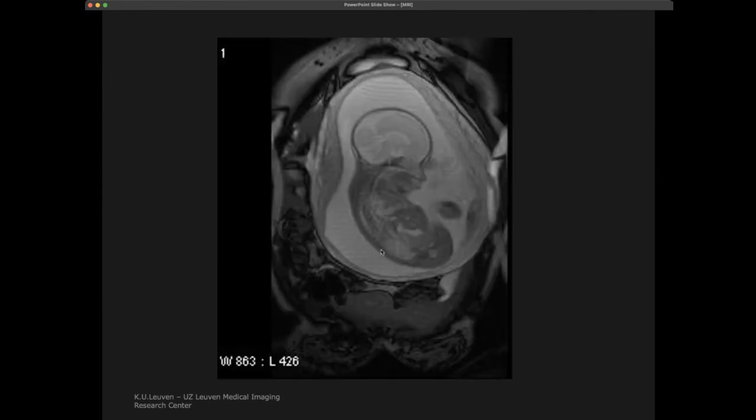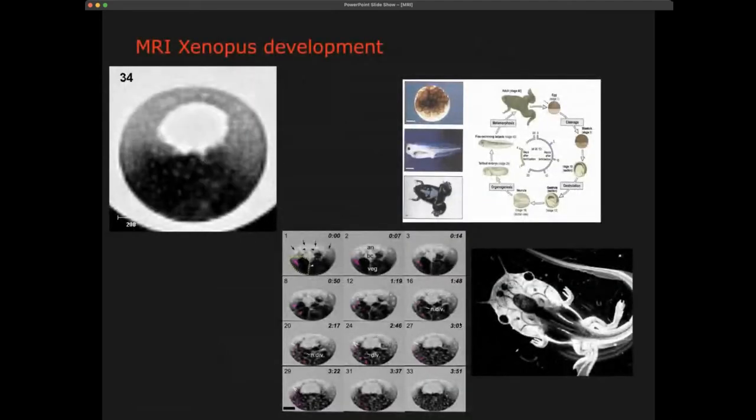Here's another example. This is a fetus in the uterus. So you clearly see the fetus, you see the brain of the fetus, you see the amniotic fluid, so the fluid within the uterus, and then you see the wall of the uterus, which is actually a muscle, and then you see tissue of the mother. So these are some kinds of images that you can take, for example.